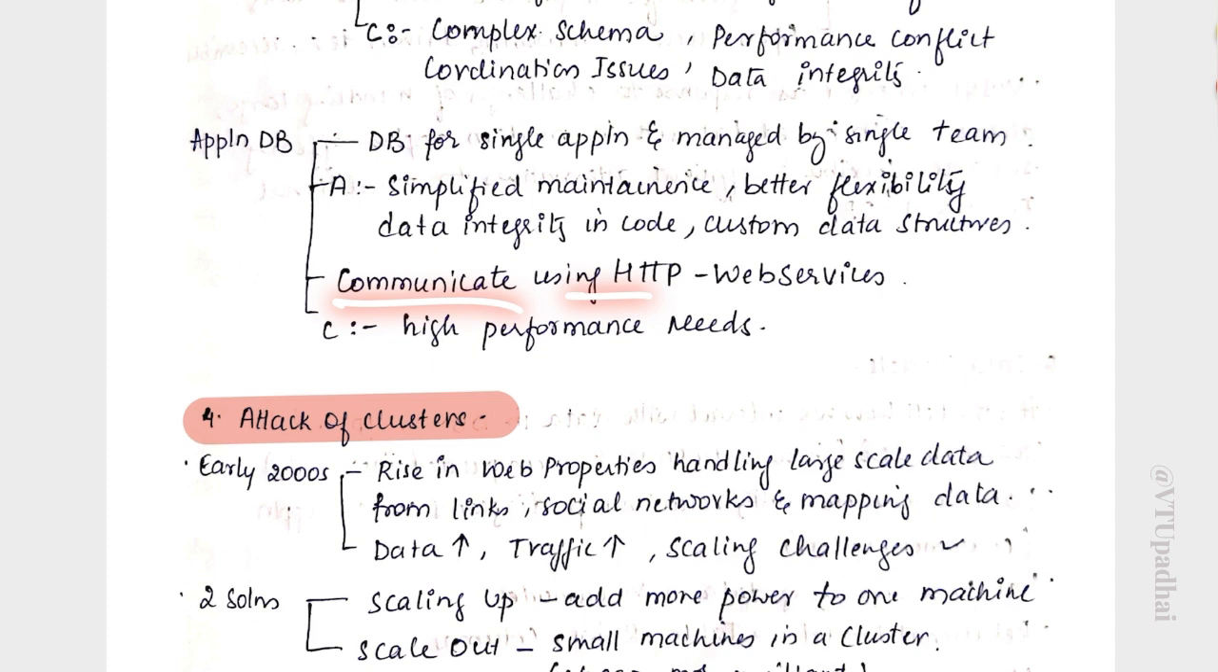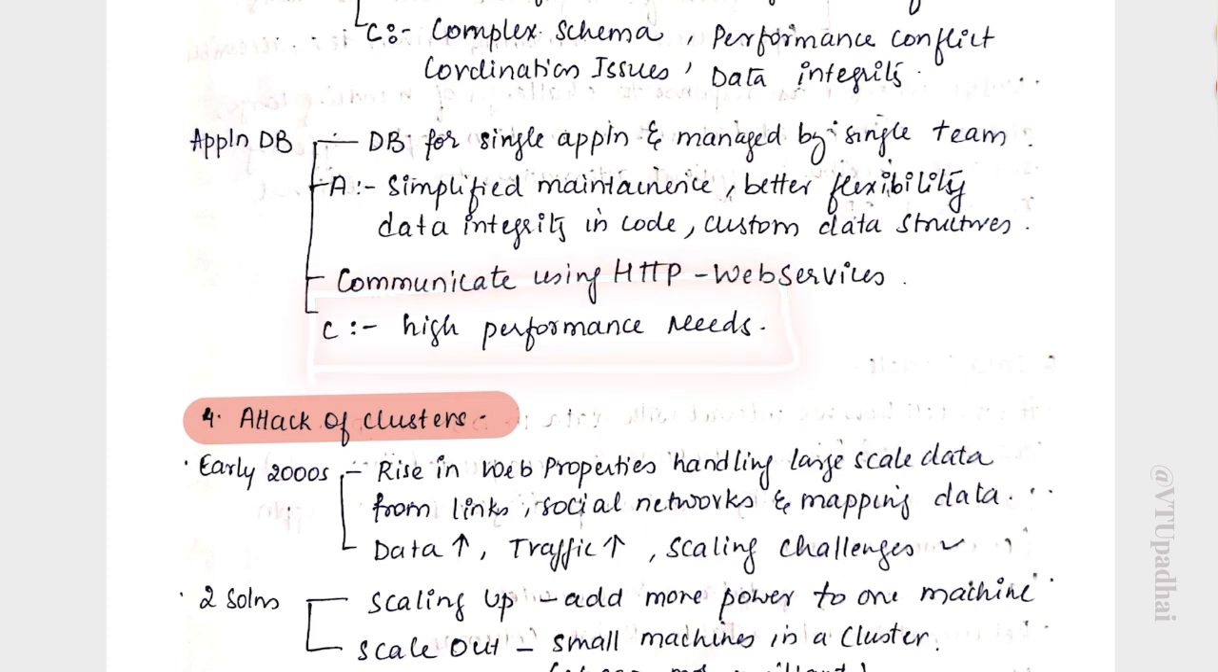So, communication using HTTP web services. Applications will communicate by making use of web services like HTTP instead of directly accessing a shared database. By doing this, it will enable a richer exchange of data with nested structures, and it will also reduce the number of rounds which are required in the communication process.